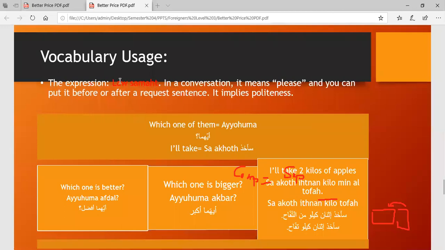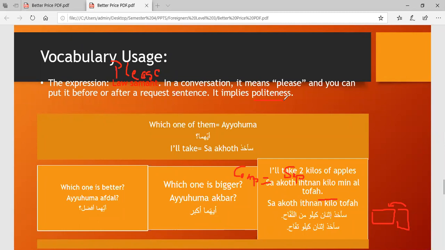So the expression لو سمحت means in Arabic please, okay? It means please, or you can say من فضلك, the same. If you are going to shop for food and you're going to say to the vendor, I want 2 kilos of tomato, because you are honoring him, you are respecting him, you should use please. Please can be used at the beginning of the sentence or at the end of the sentence because it implies politeness.